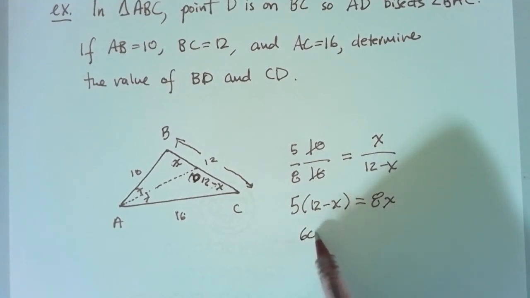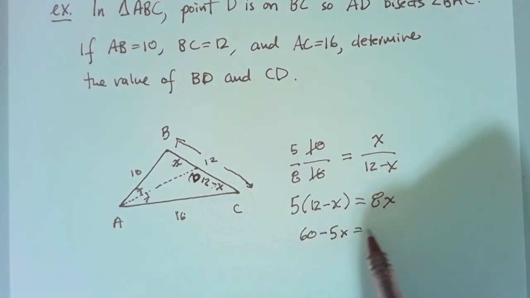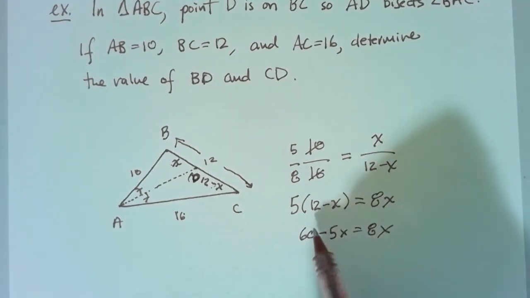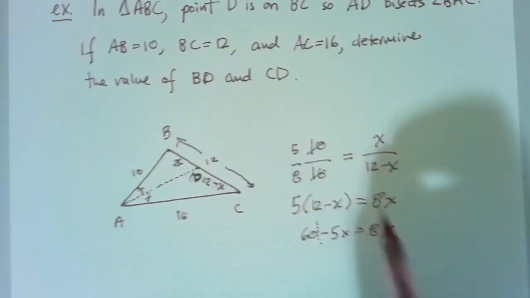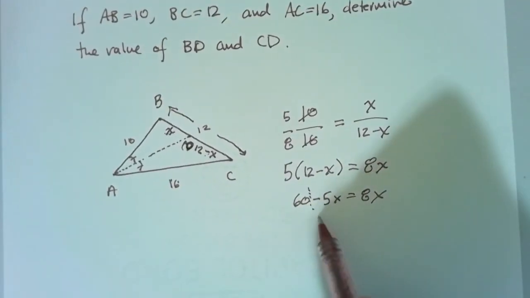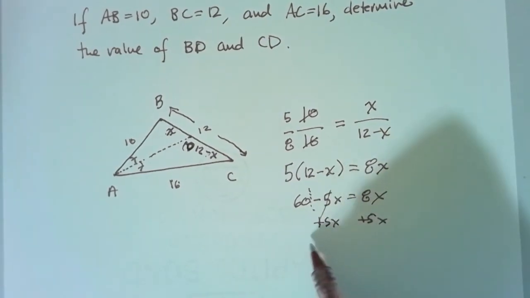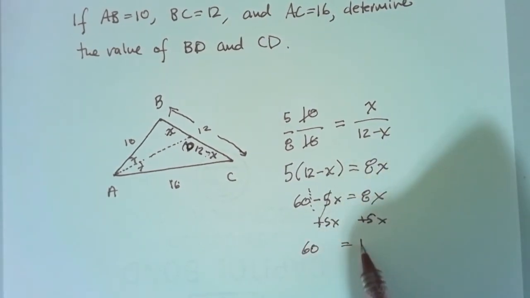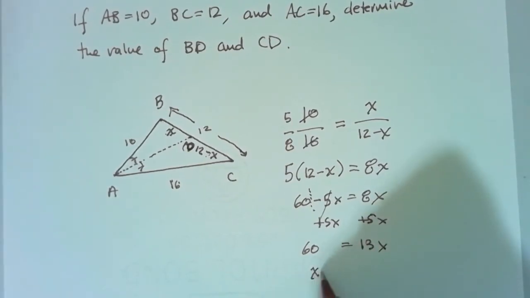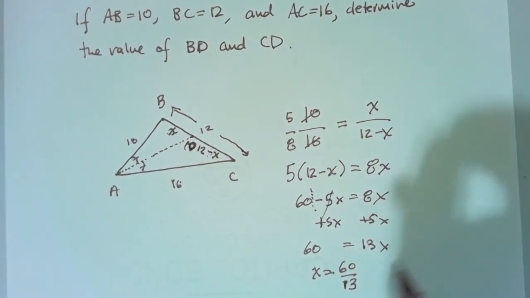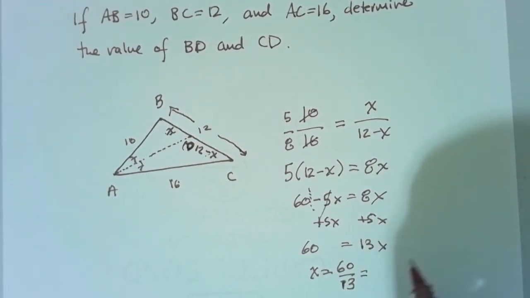Distributing, I get 60 minus 5x is 8x. I have two terms here. I'm going to put all the x terms on this side, so by adding 5x to both sides, those add away. I get 60 equals 13x. So x is 60 over 13. Yuck, that's a nasty thing. What is that? 13, 39, 52. So this is 4 and 8/13.